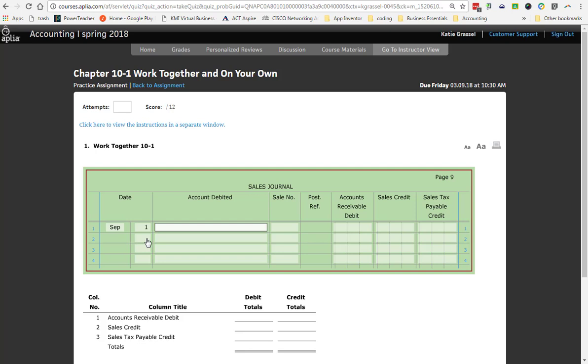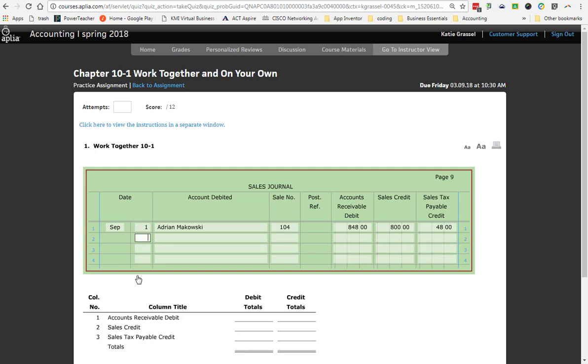Now, we are not going to write accounts receivable Adrian Mikowski. We are going to use just Adrian Mikowski. Sales invoice 104. How much is the total amount that Adrian owes us? $848. That goes in my accounts receivable debit column. The value of the product, $800, goes into sales. Sales tax is $48.